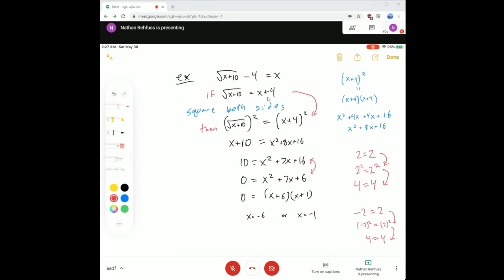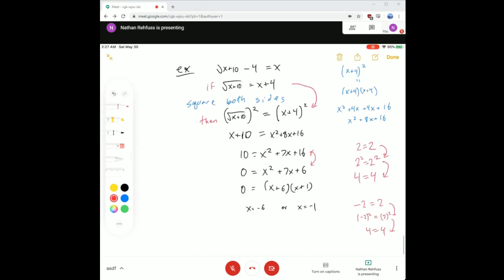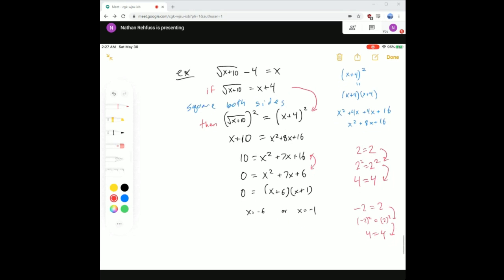Maybe root x plus 10 and x plus 4 are really the same number. Maybe they only had the same magnitude, and that's why I'm seeing that this is true. So what that means is I need to check these solutions and make sure that they really give me the same thing and not just the same magnitude. So I'm going to go all the way back to the very first line, plug these in and see what happens. If x is -6, then root of -6 plus 10, minus 4, should be -6. And if x is -1, then root of -1 plus 10, minus 4, should be -1.